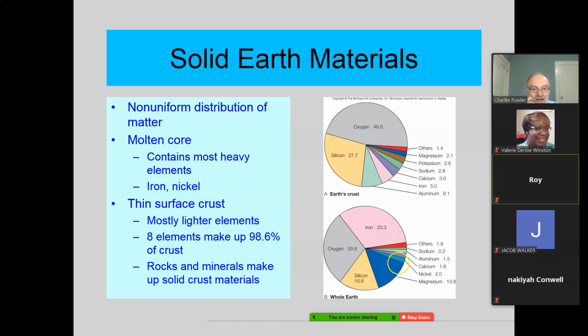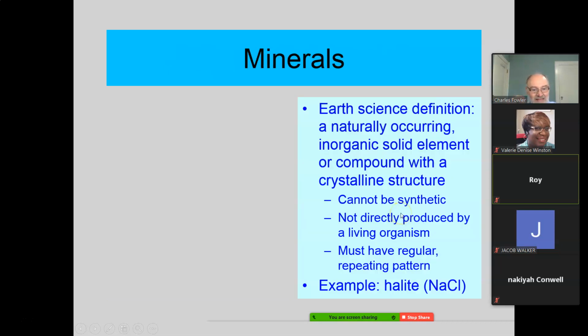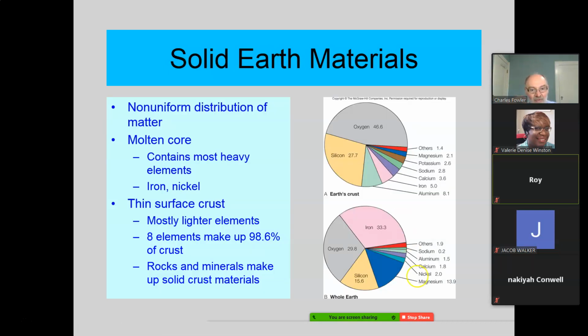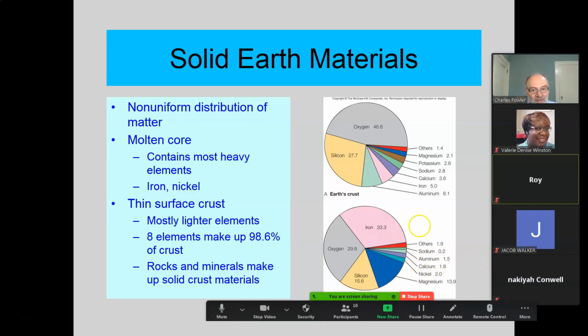Okay? And then calcium has dropped from 3.6% to 1.8. Aluminum has dropped from 8.1 to 1.5. Sodium was 2.8 down to 0.2. And then all the others would include potassium, you don't see here. That would be included in the others here. Magnesium, you don't see here. You do up here. That would be included in the others here.